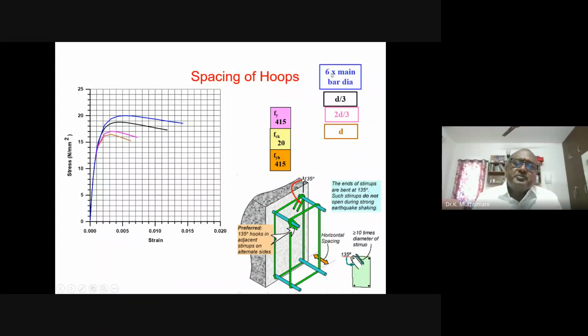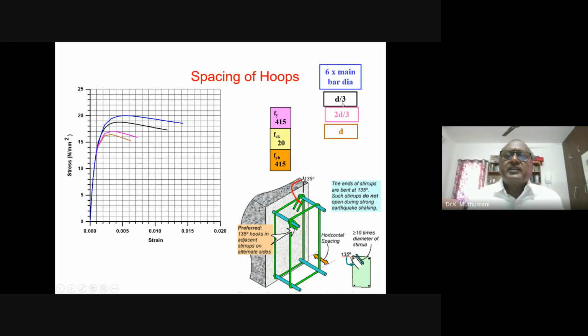So for example, if you keep 6 times the main bar diameter, the blue line, that is where you get the highest strain of nearly 0.014, something like that. That is the greatest strain you can get if you keep the spacing as 6 times main bar diameter. This is a particular example. Don't follow this for your design because your design may be totally different. This has a lot of assumptions, like fck is assumed, fy is assumed, so many things are assumed. So don't worry about this. This is just to demonstrate what kind of thing can happen.